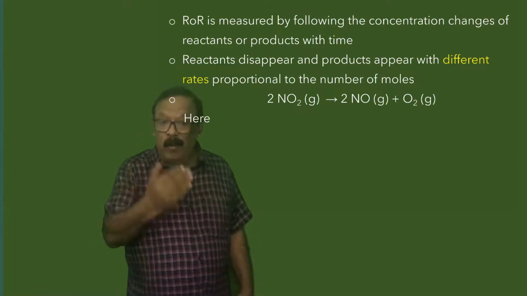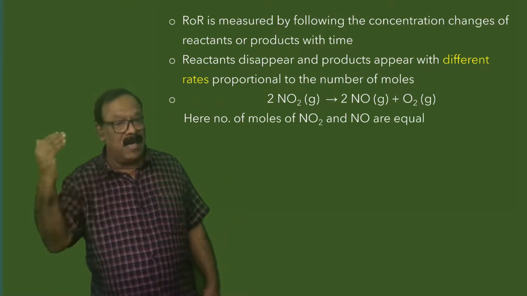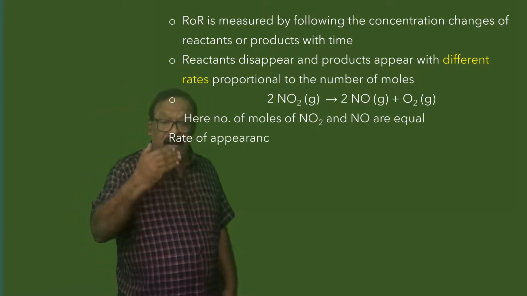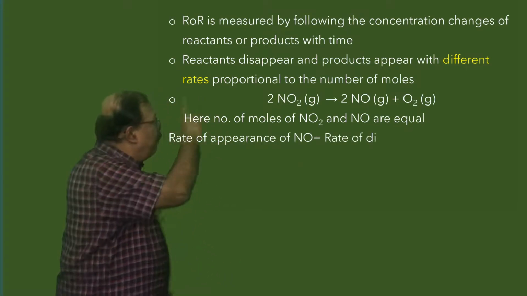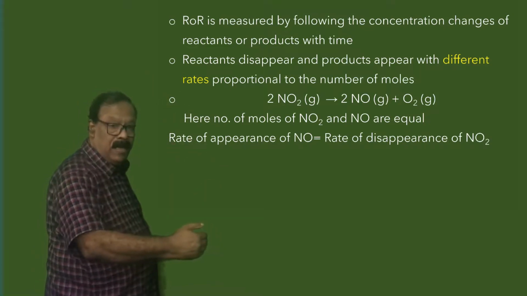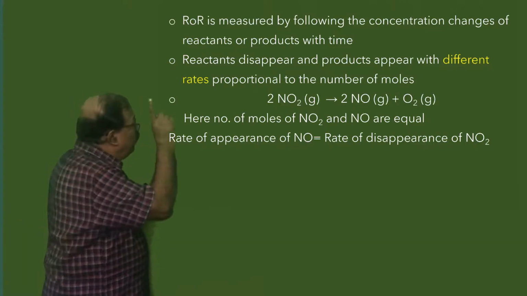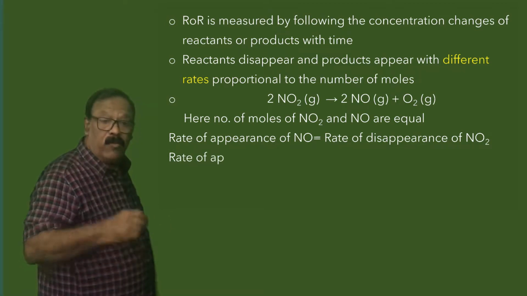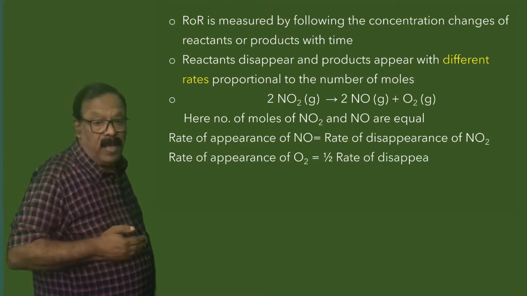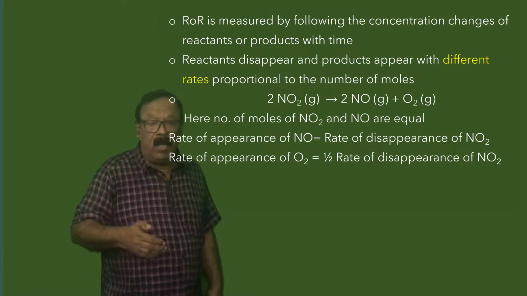Here the number of moles of NO2 and NO are equal. So the result is that the rate of appearance of NO will be the same as the rate of disappearance of NO2. If 10 moles of NO2 disappear, the same 10 moles of NO will form, with no difference. But what about the rate of formation of O2, or rate of appearance of O2? It will be half the rate of disappearance of NO2. If 10 moles of NO2 disappear, only 5 moles of O2 will form.